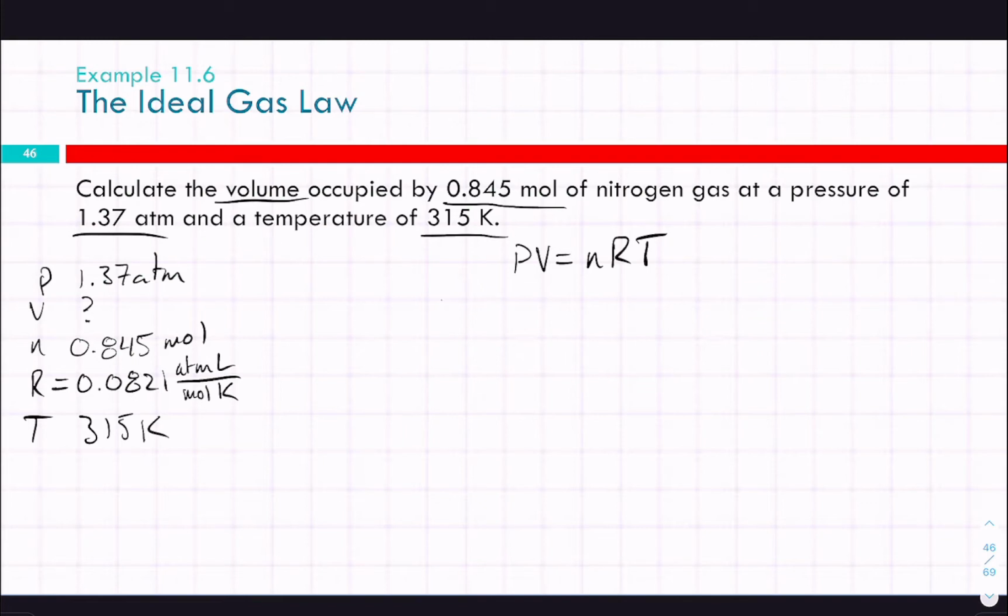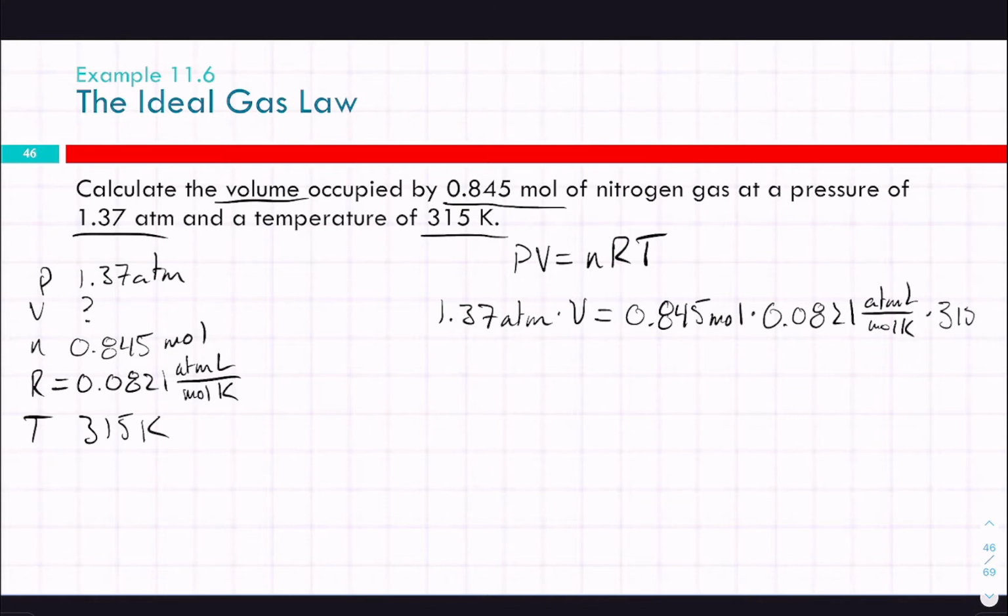So we can just plug all these in. 1.37 atmospheres times V equals 0.845 moles times 0.0821 atmosphere liter per mole Kelvin times 315 Kelvin.